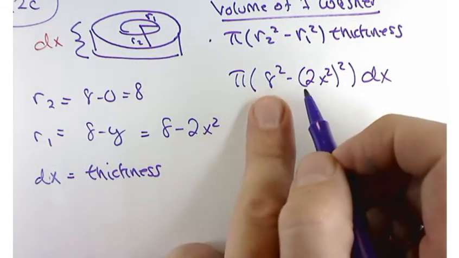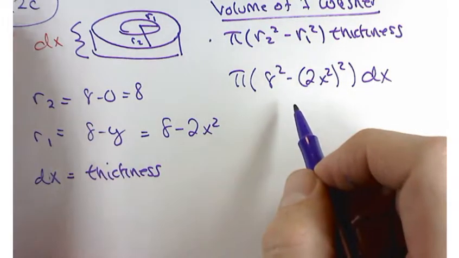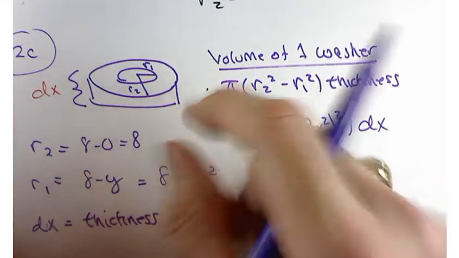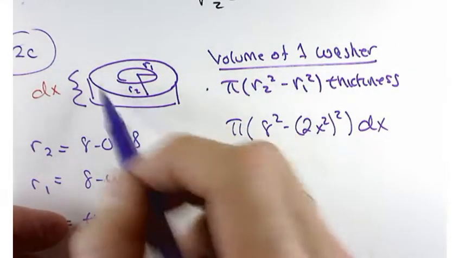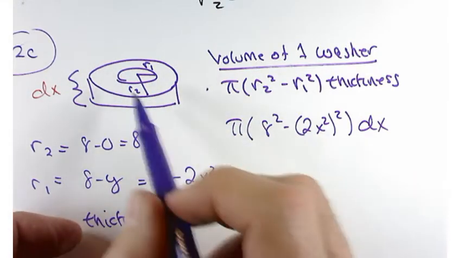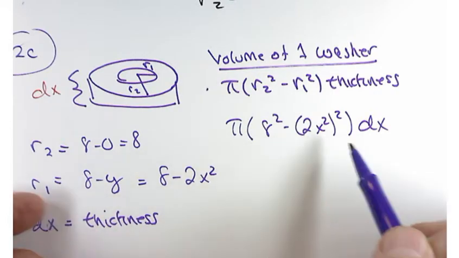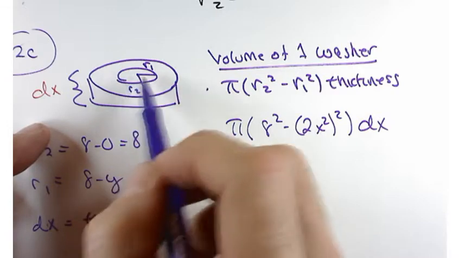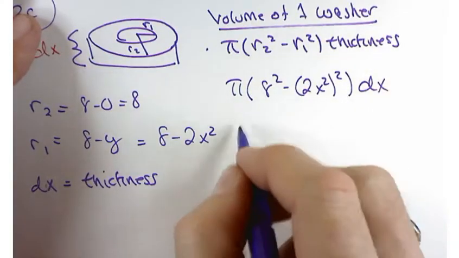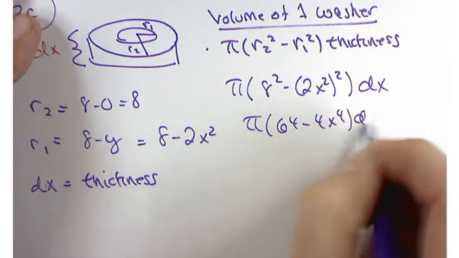It's the volume of the outer minus the volume of the inner. So basically, if you looked at this as being a very thin torus, or the difference between two cylinders, you're just finding the volume of the outer one minus the volume of the inner one. So you're just subtracting off that whole to get what's left on the outside. Pi times 64 minus 4x to the 4th dx.